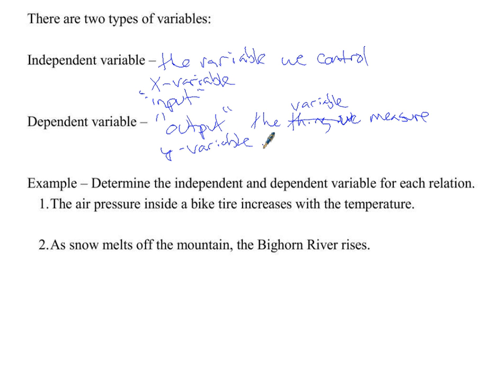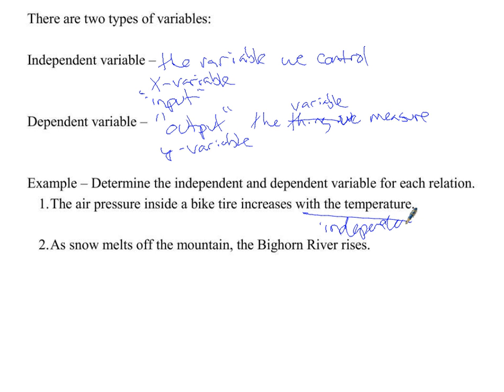So let's take a look at these 2 statements here and see if we can figure out which one controls the other. In other words, which one is the independent variable and which one is the dependent variable. So we have the air pressure inside a bike tire increases with the temperature. Maybe you knew that, maybe you didn't, but this is a true statement. As the temperature changes, the air pressure inside a tire will also change. Which variable is the independent variable here? What about the air? We have air temperature and we have air pressure. Which one are you talking about? The temperature of the air outside changes the air pressure in the bike tire.